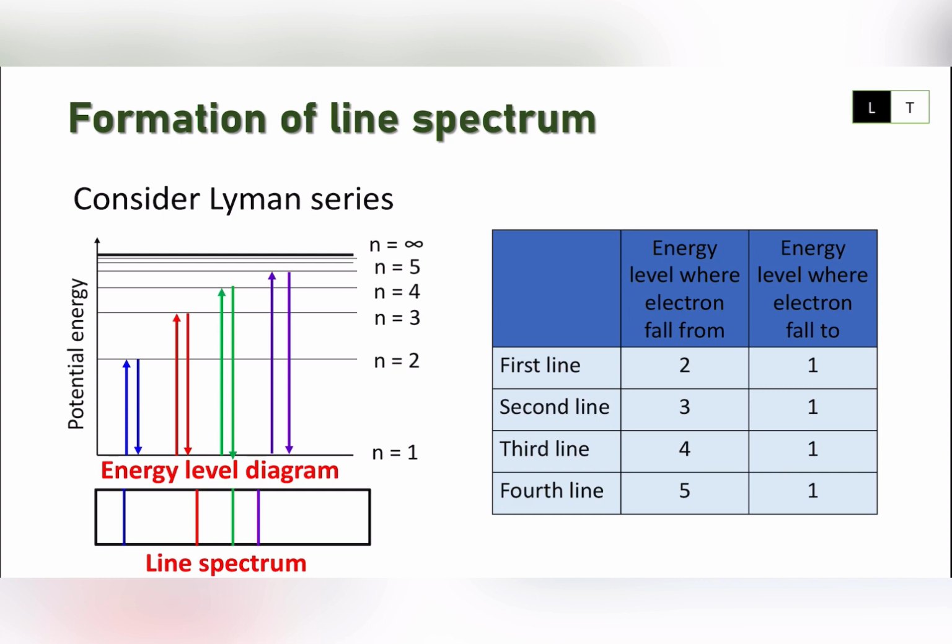So this is going to be n initial and this is going to be n final. And as I mentioned before, the ground state or lower energy level for the Lyman series will always be n equals 1. The difference is only in the energy level from which the electron falls. So I hope you can understand how the transition for each line of a specific series can be formed.